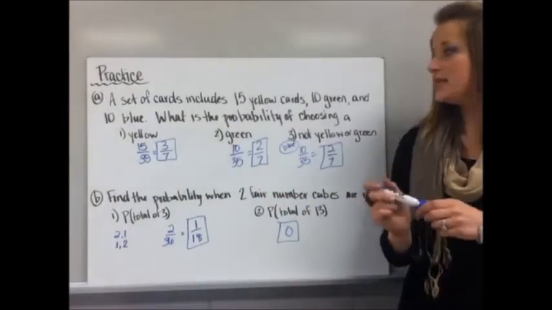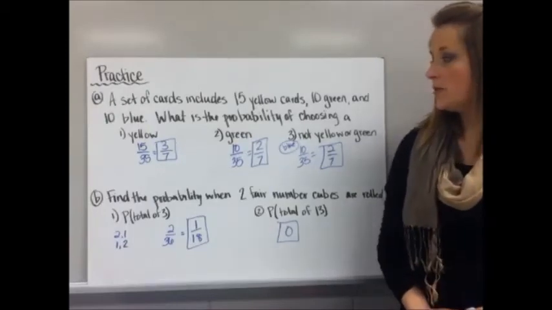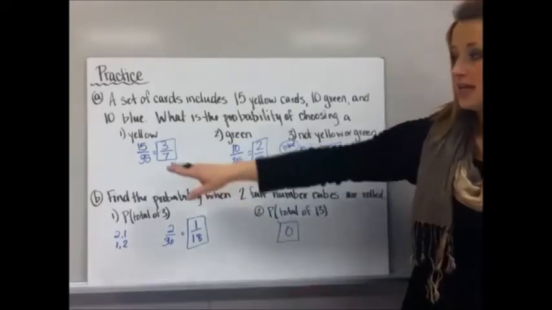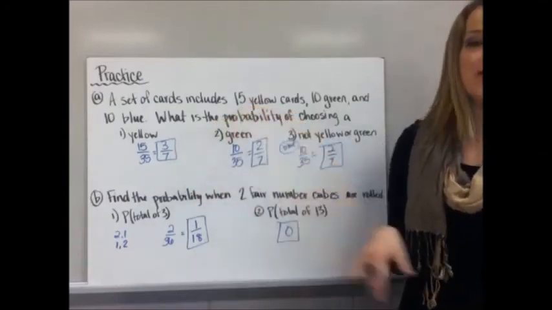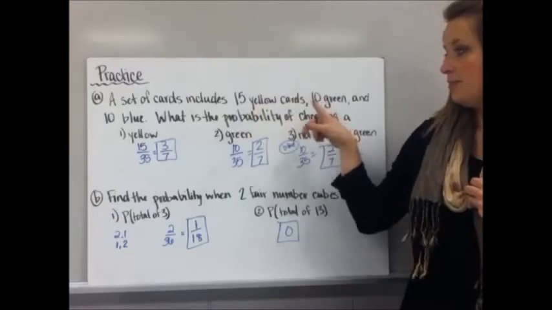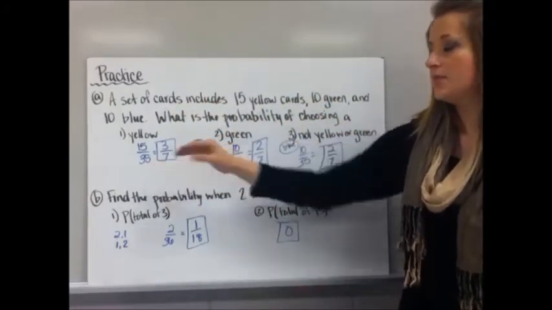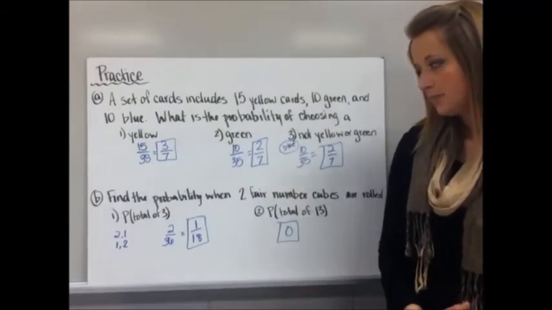Practice A is talking about a set of cards that has 15 yellow cards, 10 green, and 10 blue. So what's the probability of choosing first a yellow? There are 15 yellow cards, and for the total number of possibilities, you add 15 plus 10 plus 10, and you get 35. So 15 over 35 simplifies to 3 over 7.